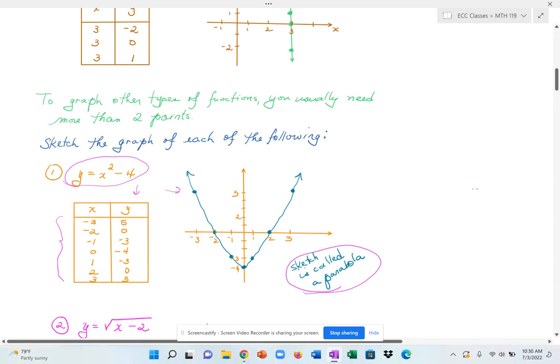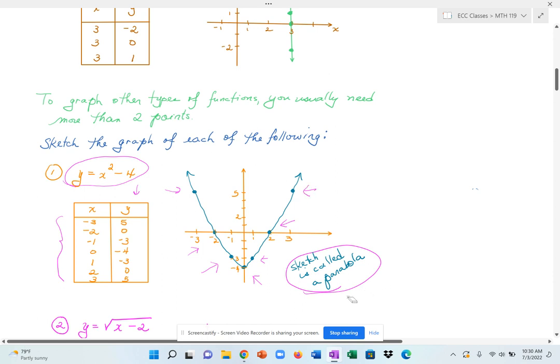So here's negative 3, 5. Here's negative 2, 0. Here is negative 1, negative 3. Here is 0, negative 4. Here is 1, negative 3. Here I have 2, 0, and 3, 5.